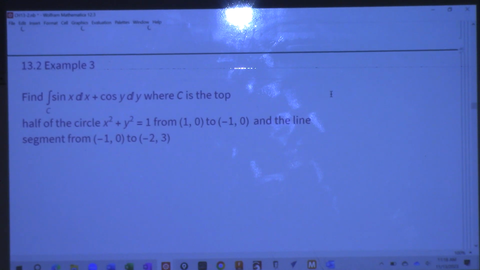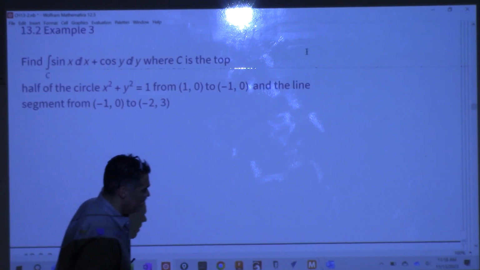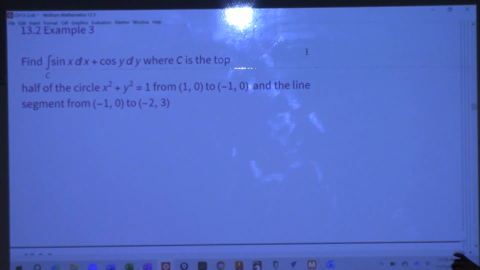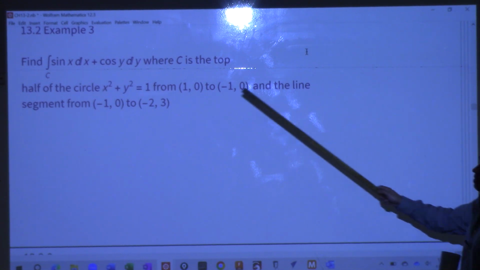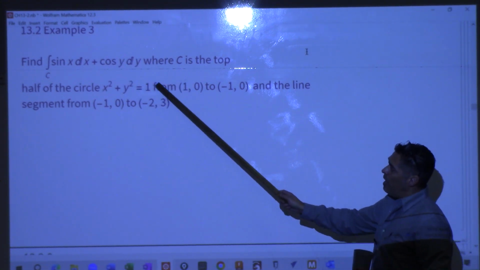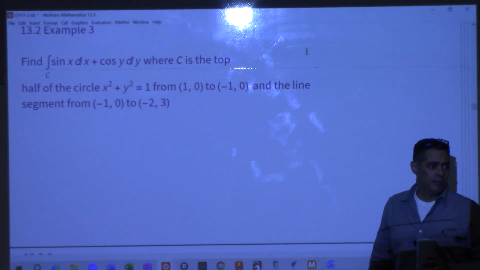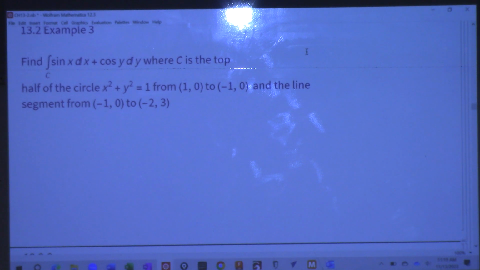So here's an example so we can see that notation in use. Let's find the line integral along C of sine x dx, so that's the line integral with respect to x, plus cosine y dy. So these are basically two line integrals we're adding together. Now let's talk about C. C is the top half of the circle, x squared plus y squared is 1, from (1, 0) to (-1, 0), and the line segment from (-1, 0) to (-2, 3).